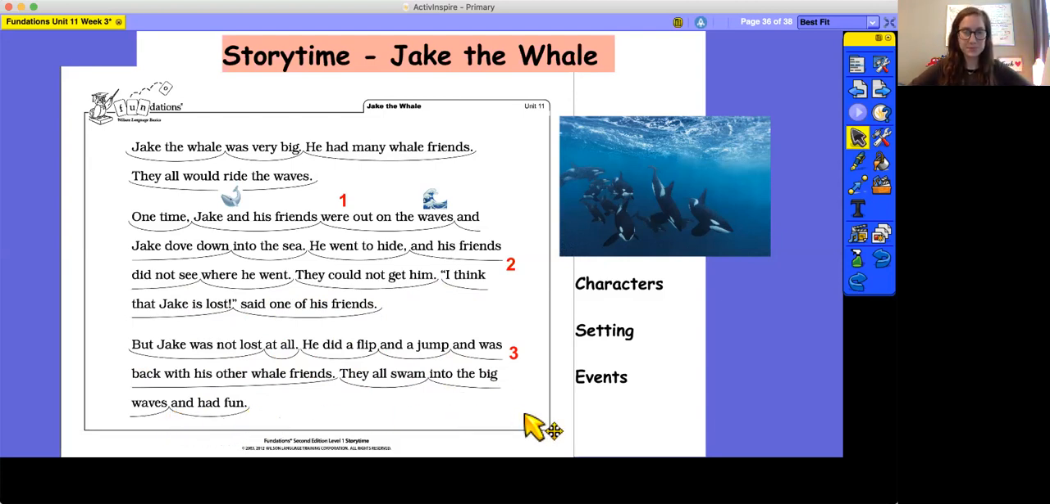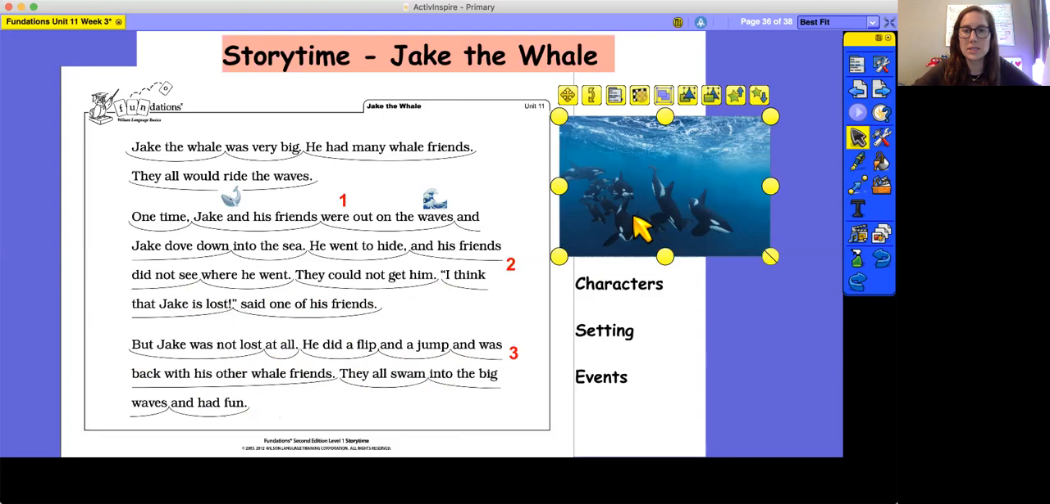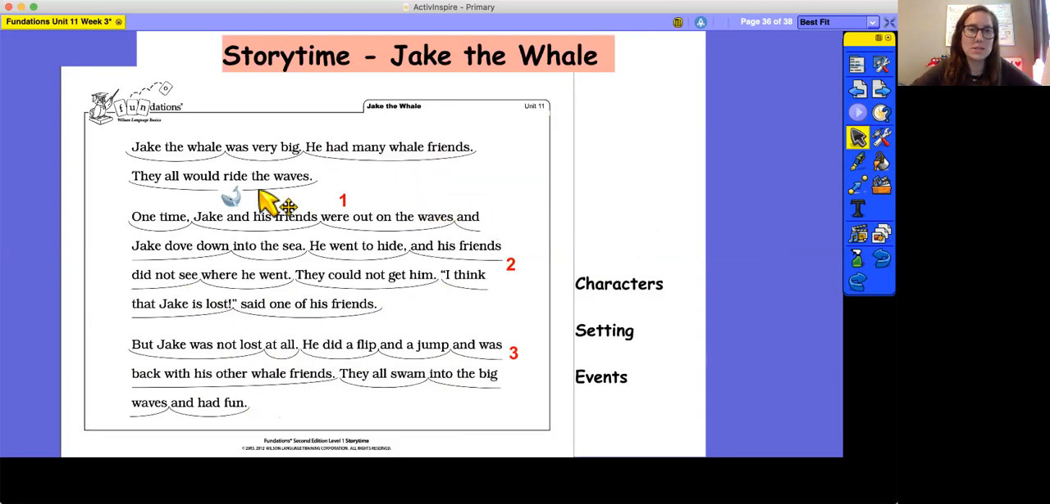Great reading. So something to practice when you're reading something, especially when you've read it more than once, is to try to visualize it. Try to make a movie in your head. So if this picture wasn't here, and if the wave wasn't here, and if the whale wasn't here, can you imagine the story of Jake the Whale in your head? I want you to think about what's happening. What are the characters doing? What is the setting? And what's happening at those three different main events? Now let's read it one more time. And this time, see if you can make a whole movie in your head about this story, Jake the Whale.